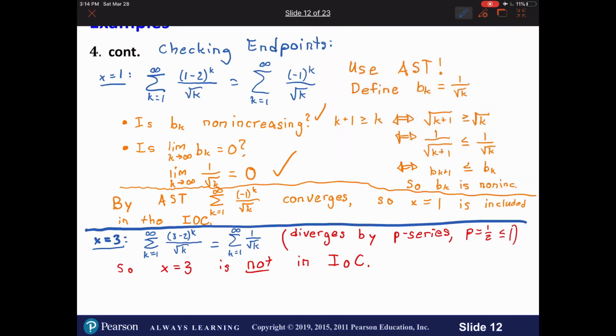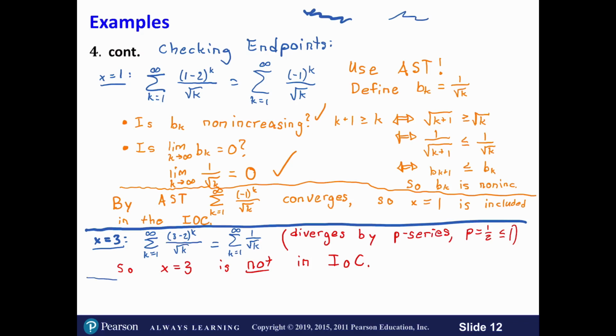So, in conclusion, after we've tested our endpoints, the interval of convergence is 1 to 3, where 1 is included, 3 is not, and the radius of convergence is half of that distance, so 3 minus 1 over 2 is just 1. Whew, lots of examples there. Hopefully these were instructive. This sort of question always appears as a free response question on our exams, so make sure you know how to do this sort of thing.